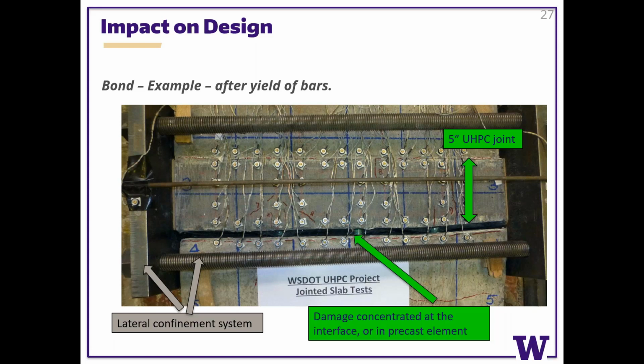So this joint was actually narrower than what we finally recommended, but it was part of the parameter variation that we did. But as you can see, the joint itself has almost no damage to it, very slight cracking here, but almost no damage to the joint itself of the UHPC.